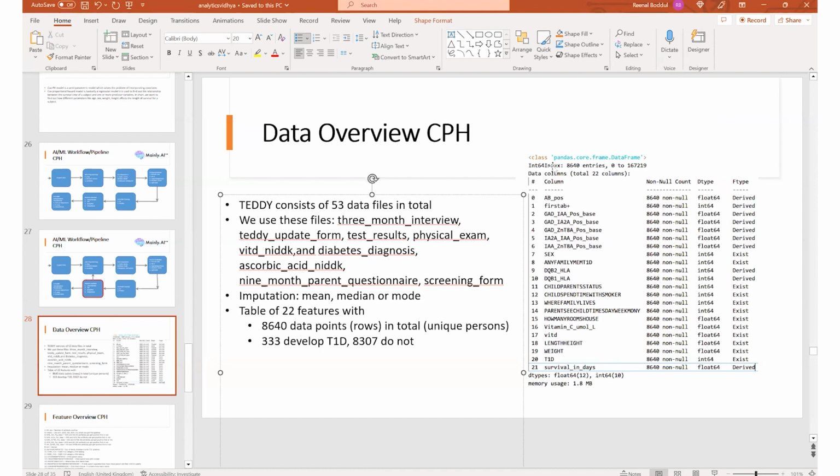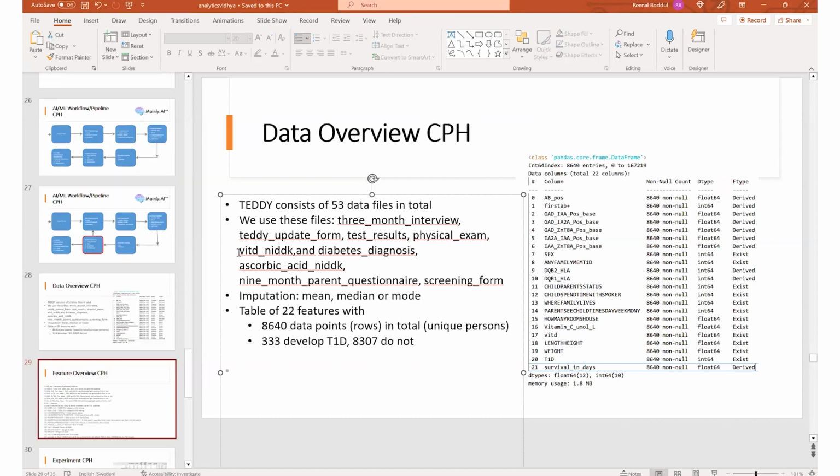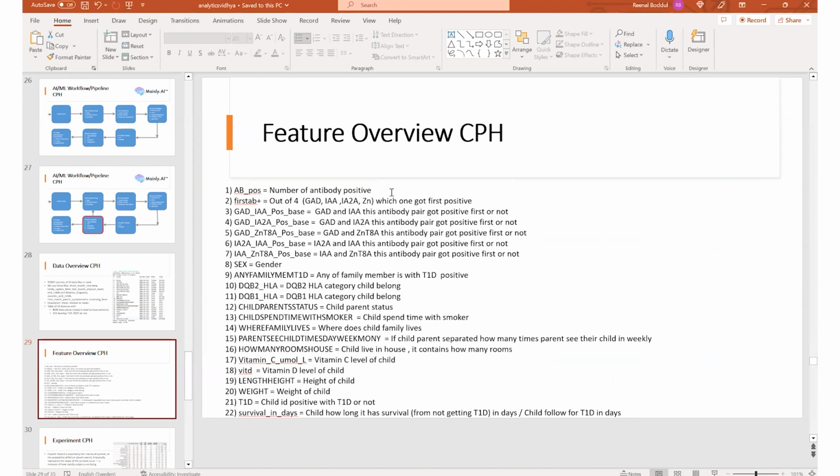I will explain the columns in the next slide. Of the 8,640 data points, 333 developed T1D and 8,307 did not develop T1D. That is what the general data looks like. Let's understand what each feature tells us. AB positive is the number of antibodies positive: whether the child has one antibody positive, 2, 3, or 4, or does not have any antibody positive.